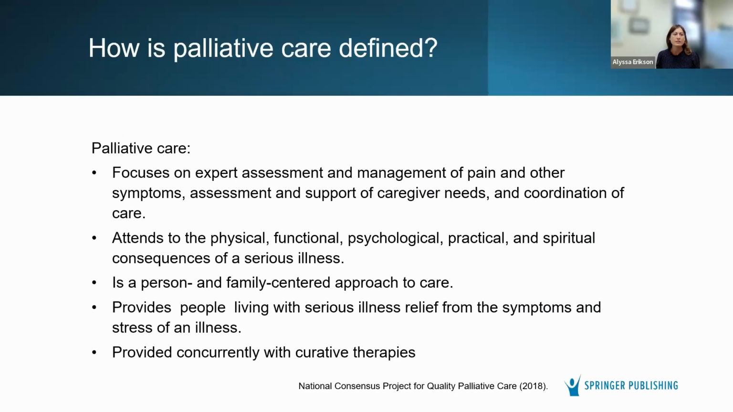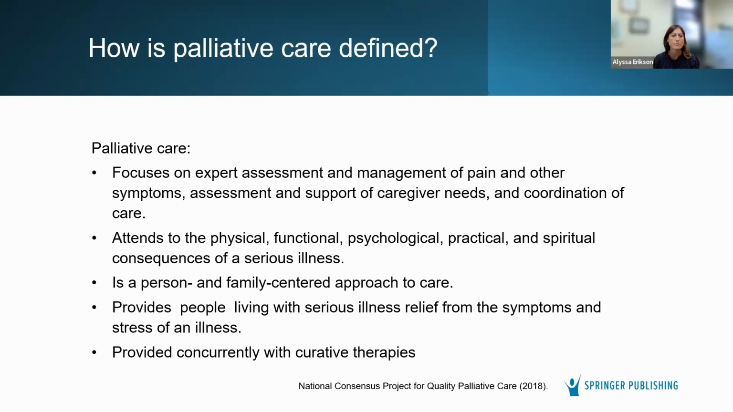So this definition for palliative care comes from the National Consensus Project for Quality Palliative Care, which published the clinical practice guidelines, which are accessible online. Palliative care really is seen as a model or a philosophy of care, and it's focusing on expert assessment and management of pain and other symptoms, assessing and supporting caregiver needs, and then coordinating care. It's for people with serious illness.